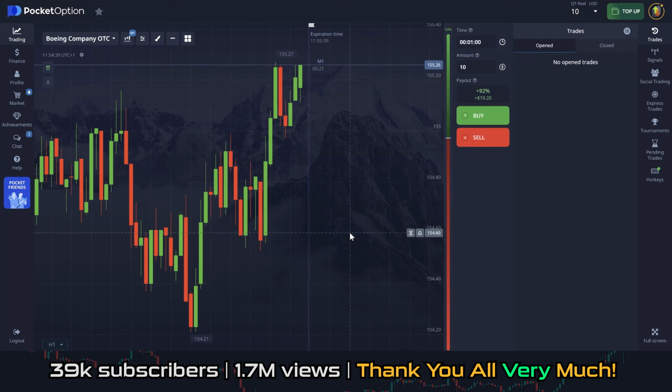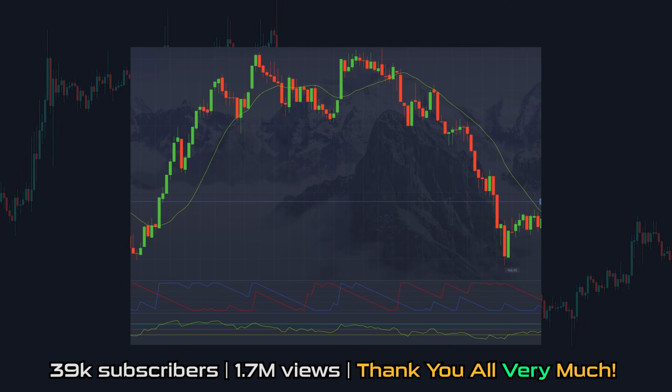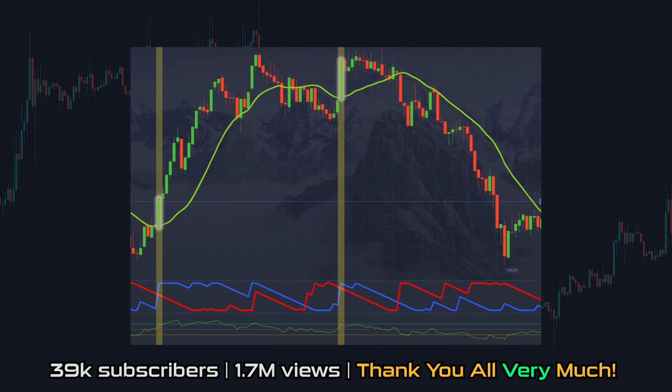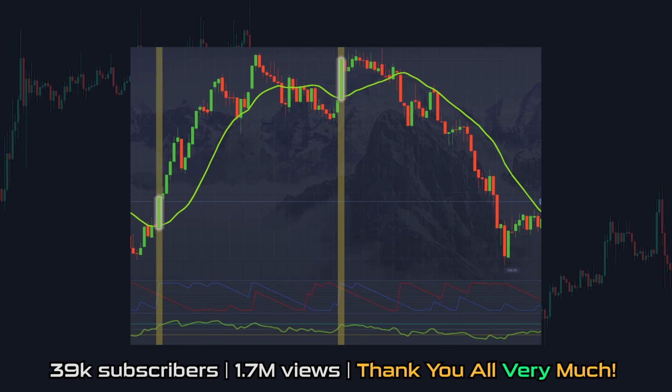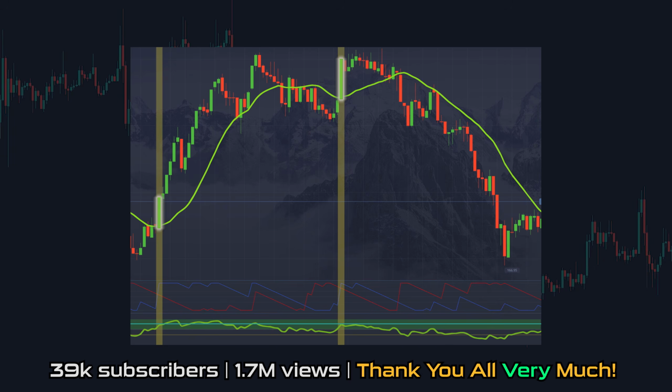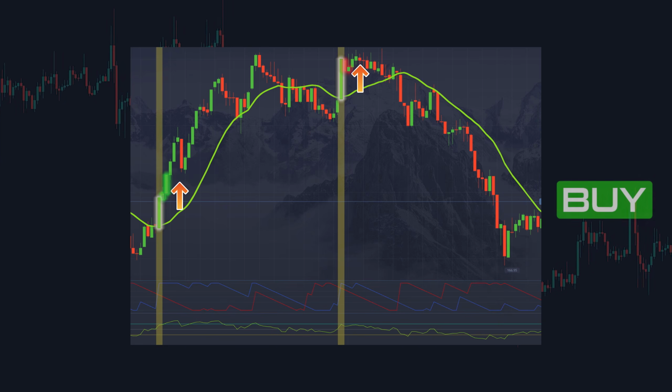But let's quickly recap how it works. When the blue line of Aroon tops up while crossing above its red line, candle closes above the moving average, and RSI is above 50, preferably close to 70, we anticipate price will rise and place a buy.